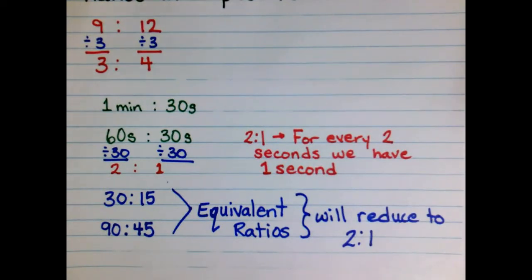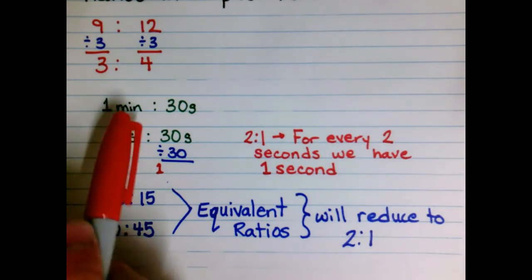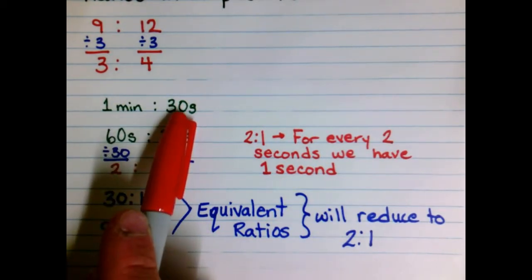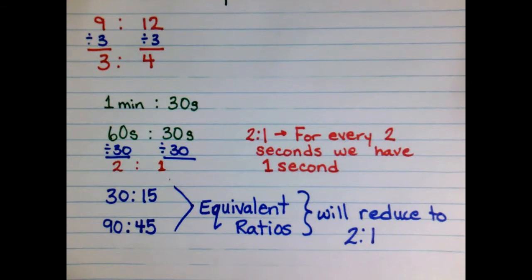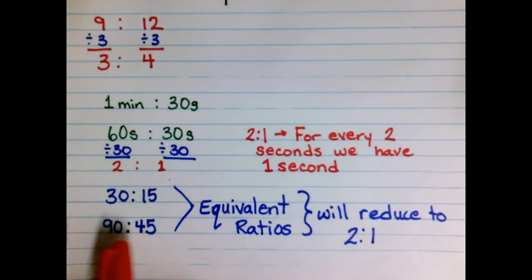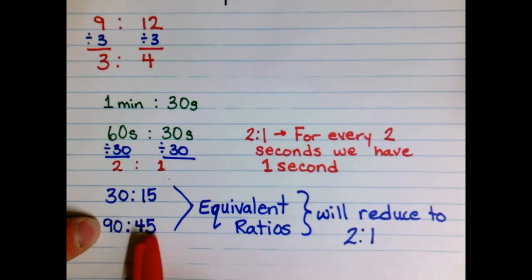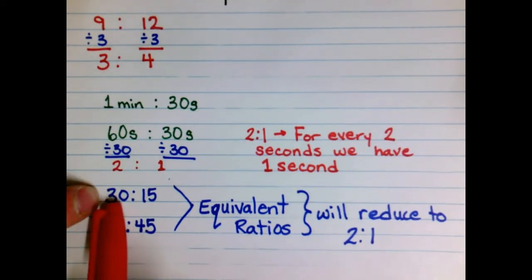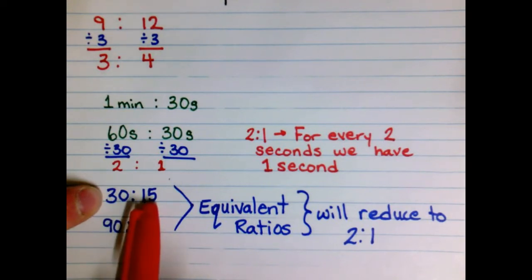And this 2 to 1 again takes us all the way back to when we started. We started out with 1 minute to 30 seconds, and we came down to 2 to 1. If we look at this, this would be 90 seconds to 45 seconds. This would be 30 seconds to 15 seconds.